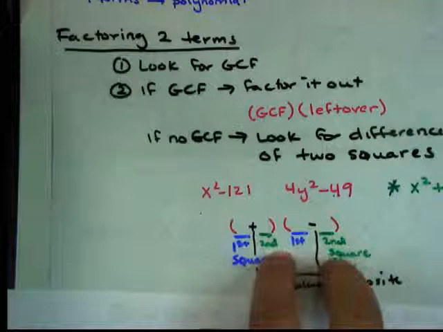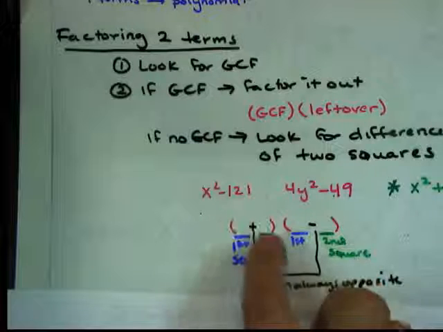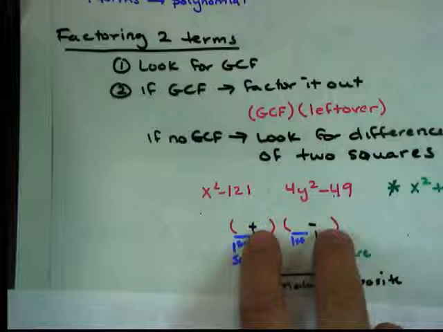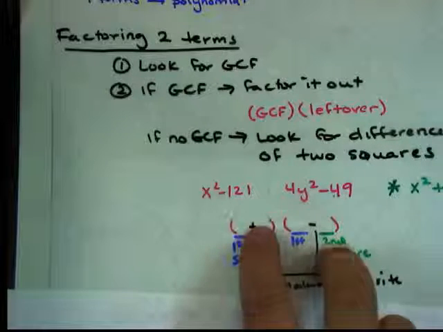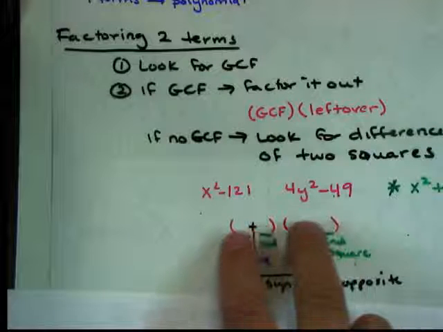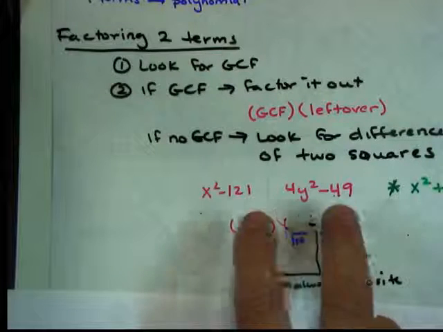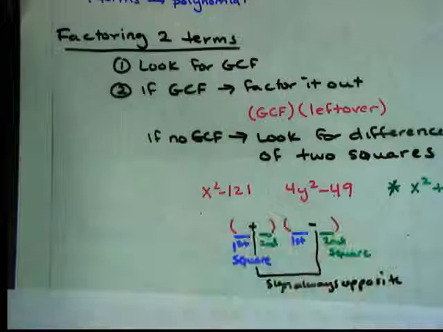And then the square of the last. So for the first one, that would be 11, 11. And for the last one, it would be 7, 7. First squares, opposite signs, second squares. And the difference of squares is always done that way.